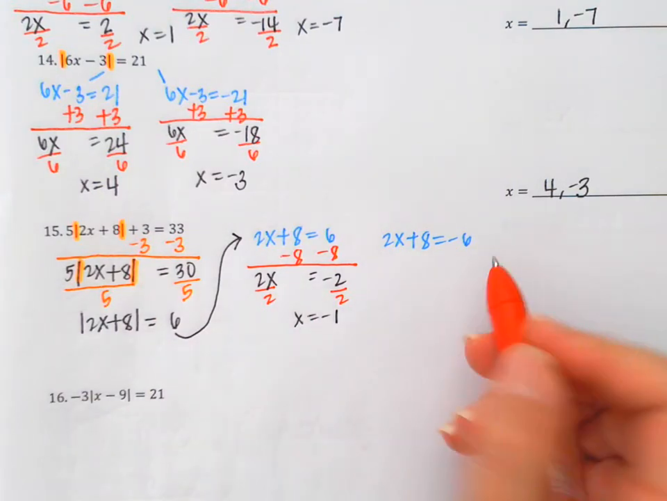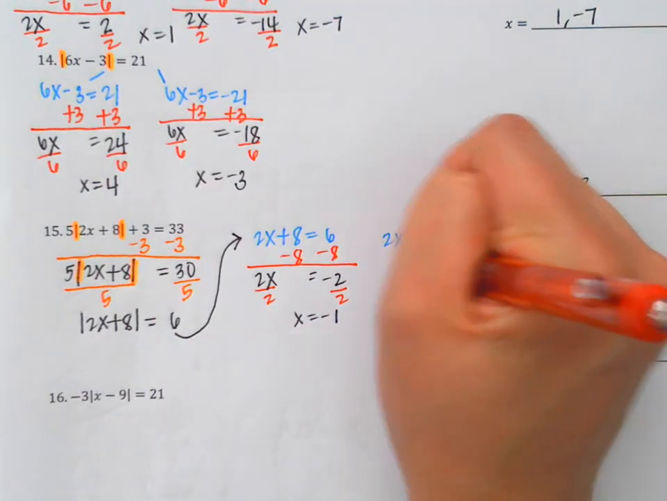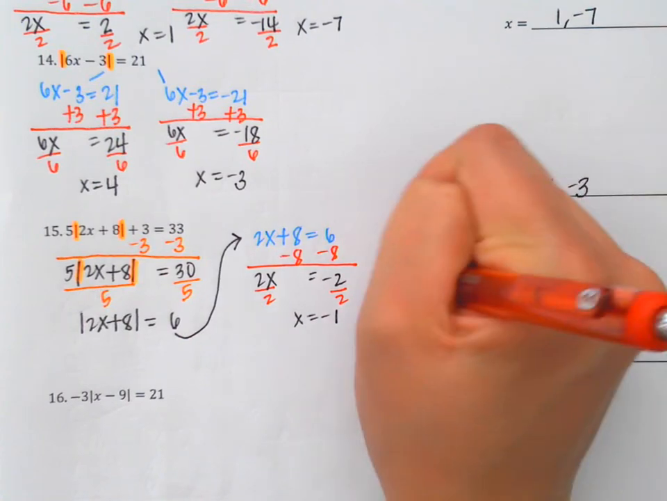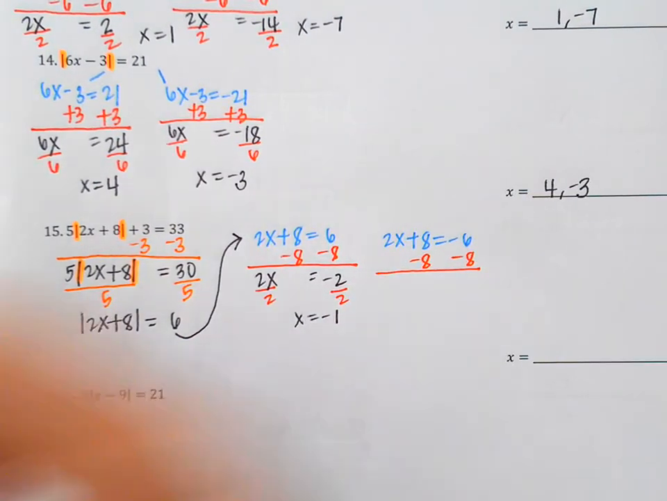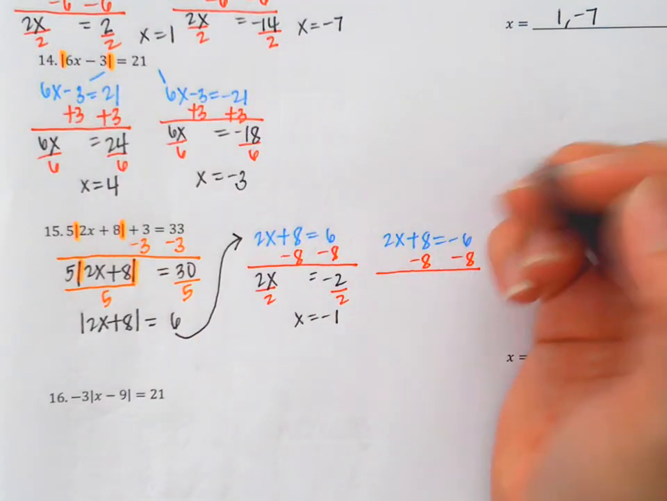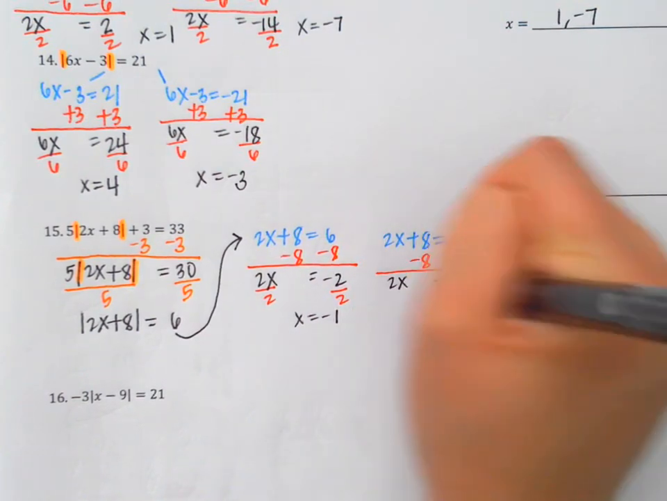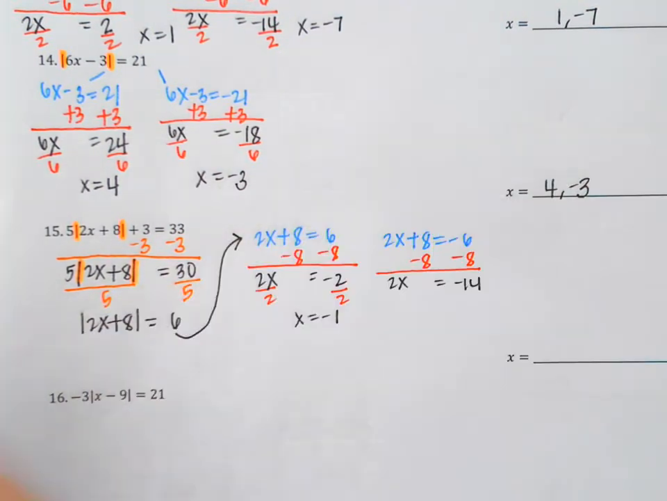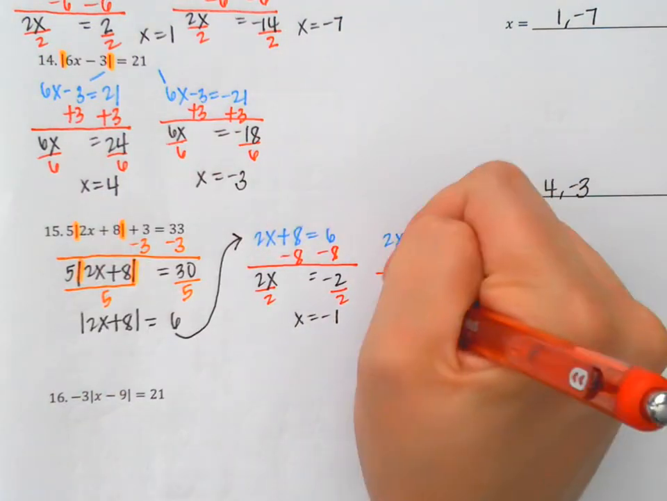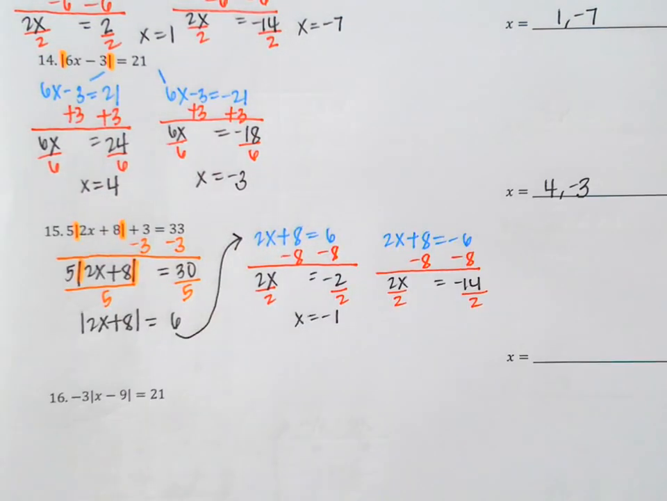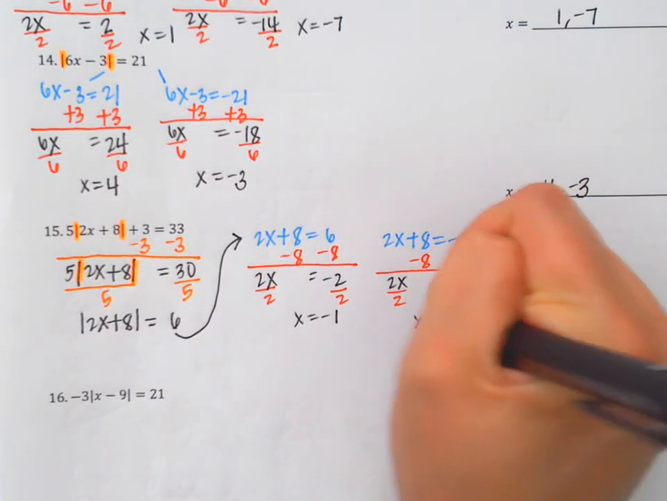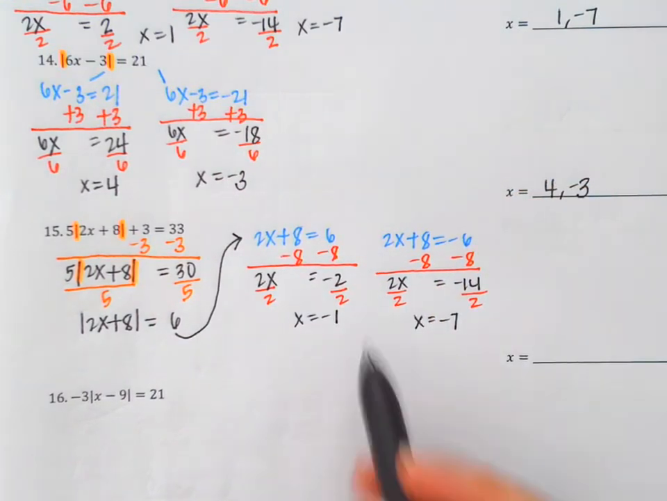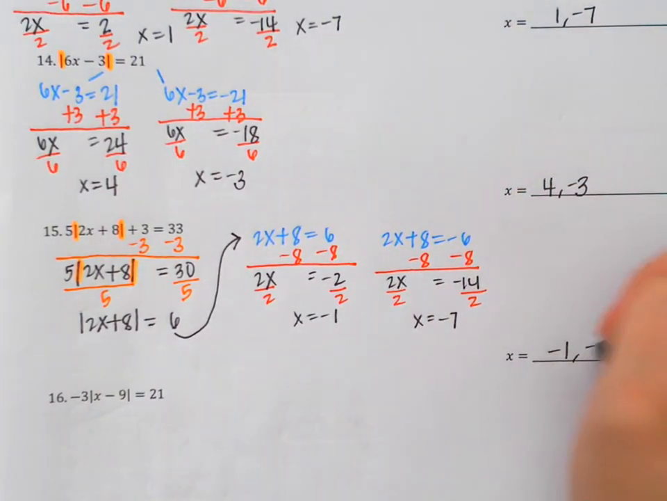Do the same side over here. So I want to get x by itself. I subtract 8 from both sides. And I get 2x equals negative 14. Divide both sides by 2. And I get x equals negative 7. So my answers are negative 1 and negative 7.